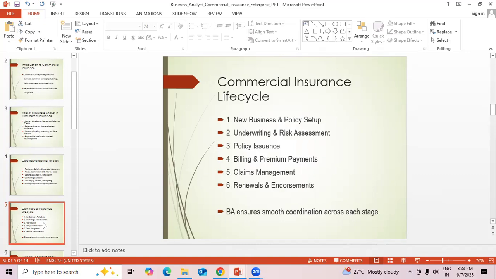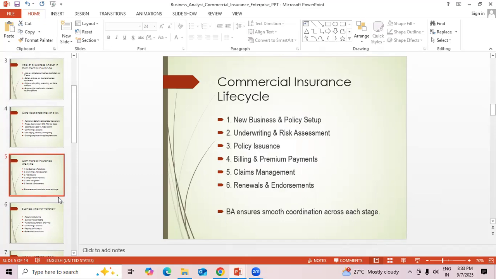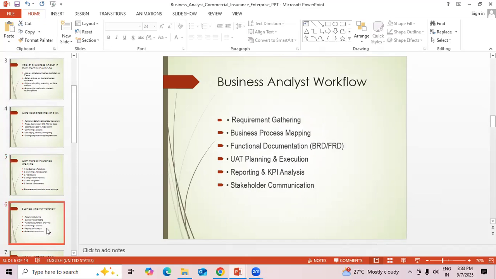So this is the life cycle of commercial insurance where a BA will be involved, because these processes are already defined, irrespective of the company, the size, and the services that company provides. Whatever life cycle process I mentioned here, these were already defined. So if any changes are to be made to the existing process, as a BA you need to identify them. For that, you must be aware of the flow of all these: how policy issuance takes place, billing, claims management, everything. That's what the commercial insurance life cycle consists of.